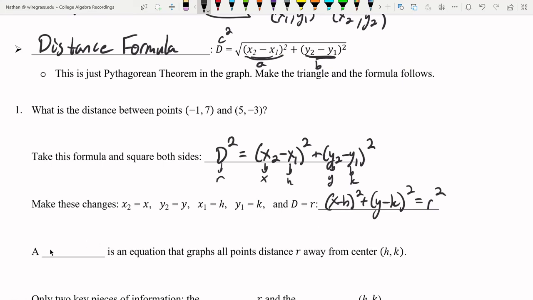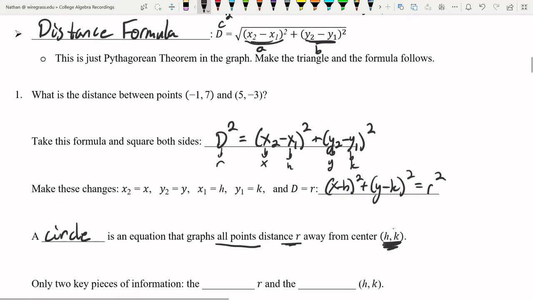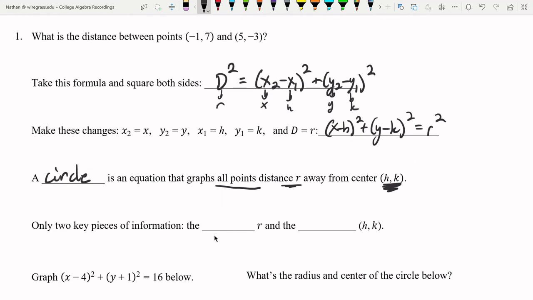And this is a circle. It's the equation that graphs all points a certain distance or radius away from the center point hk. That's all this is saying here. There are, of course, two pieces of information, like I said, the radius r and the center hk.